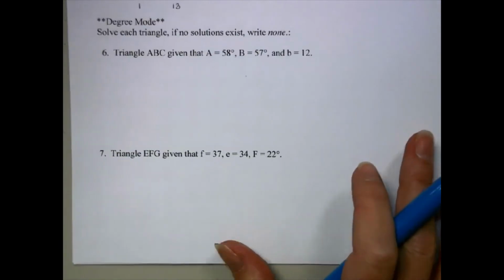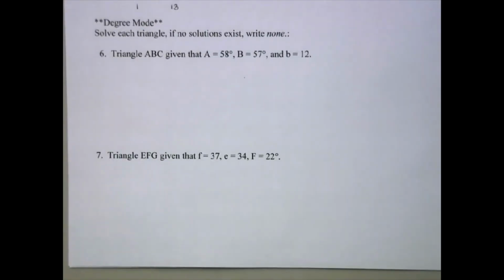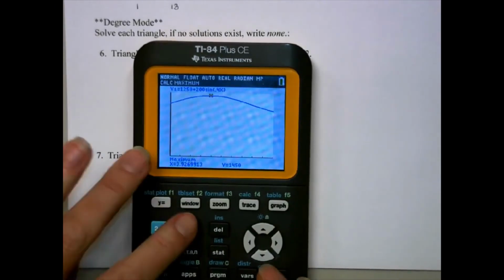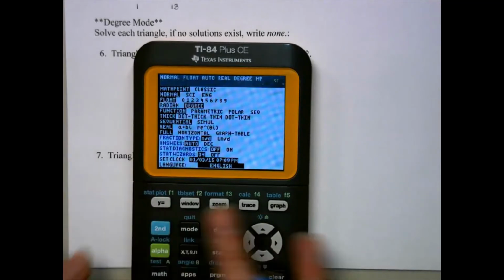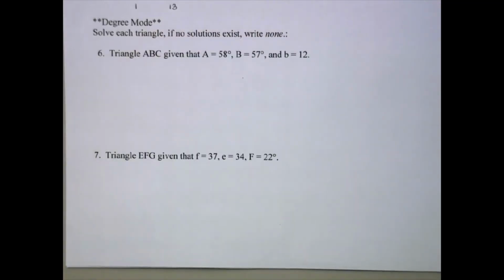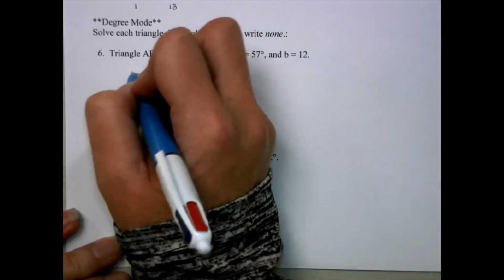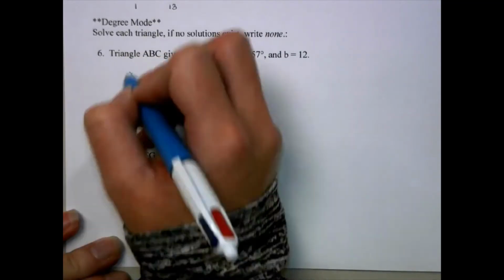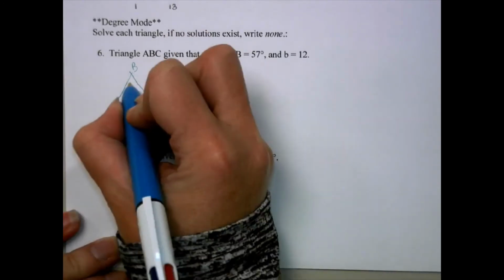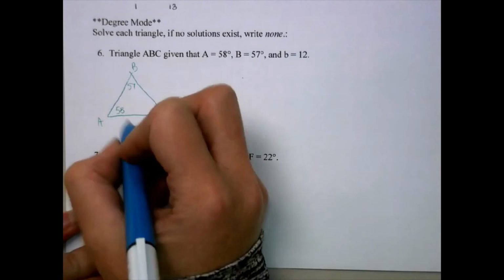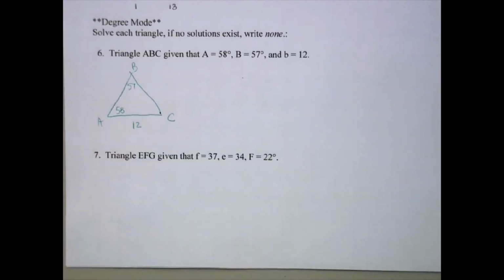Okay, now we get to the triangle portion where you want to be in degree mode. So I'm going to go to my mode, go to degree. Okay, we're going to solve each triangle. So my first suggestion is to draw it, so we know whether we're going to use law of sines or cosines. A is 58, B is 57, b is 12. Okay, so this is angle, angle, side. So this is going to be law of sines.